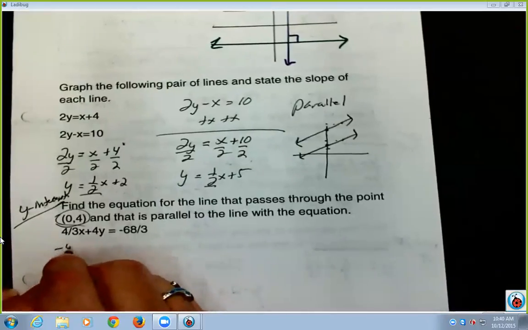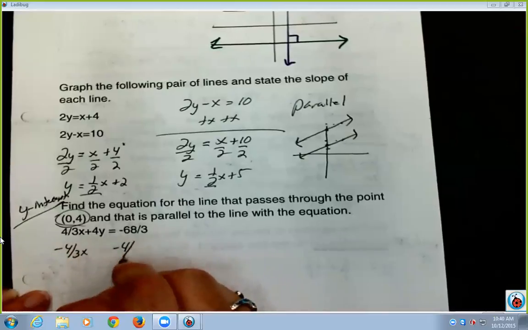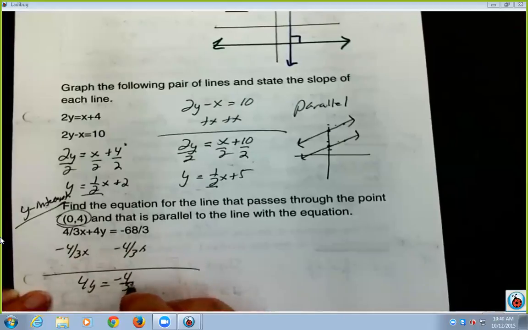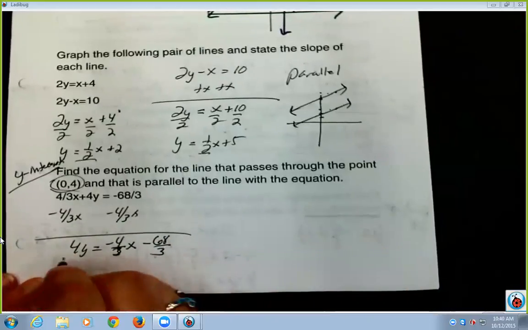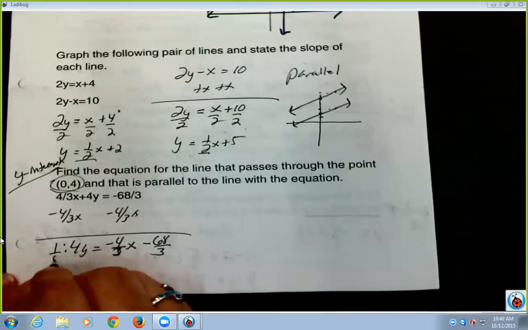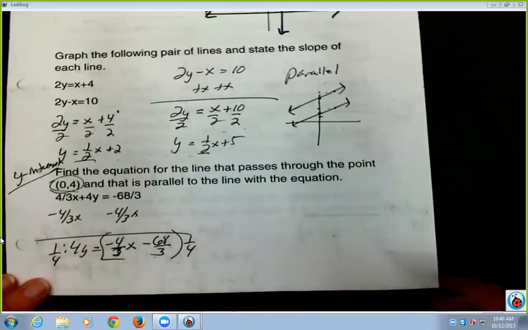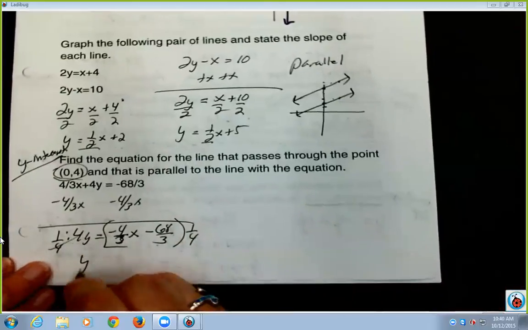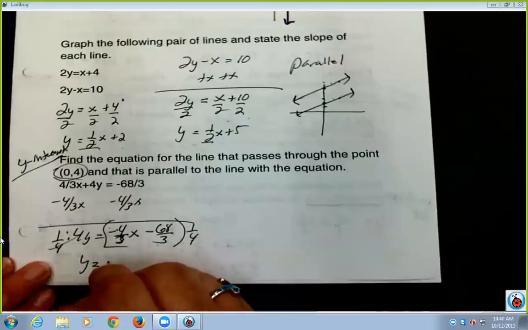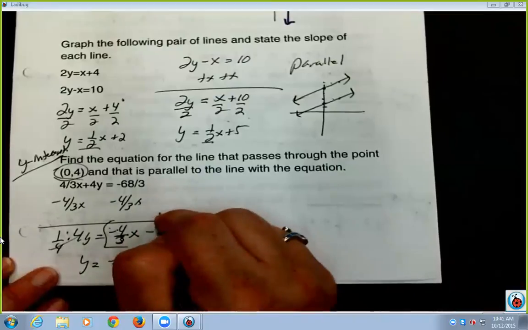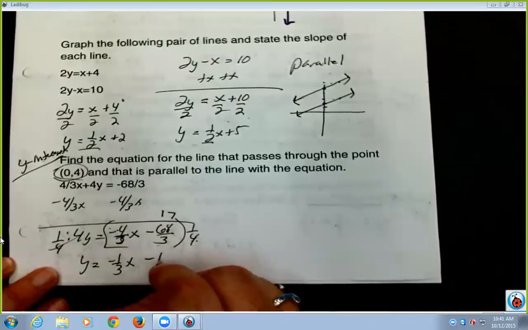So here I'm going to minus 4/3 x. Then I'm going to multiply everything by 1/4, or divide by 4 basically. The 4 here cancels, so I have a negative 1/3 x. And here 4 goes into 68 17 times.